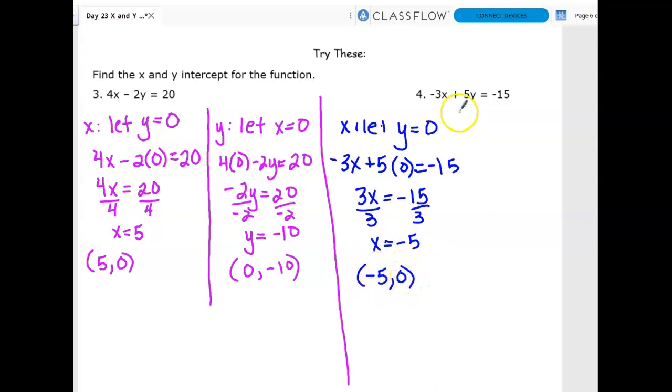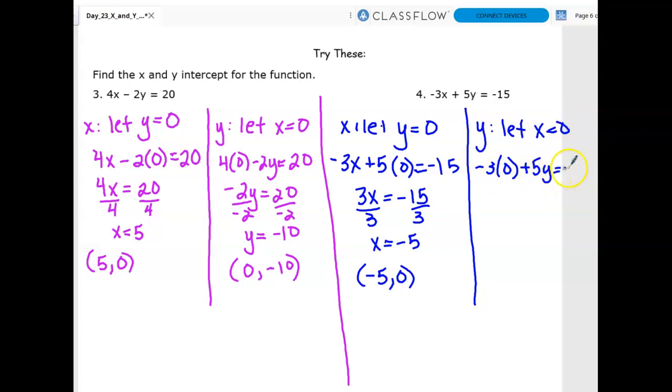All right, and then we do our y-intercept. So our y-intercept, we let the x be 0. We end up with negative 3 times 0 plus 5y is equal to negative 15. We then have 5y is equal to negative 15. We divide both sides by 5, and our y is equal to negative 3. So our x is 0, and our y is negative 3.